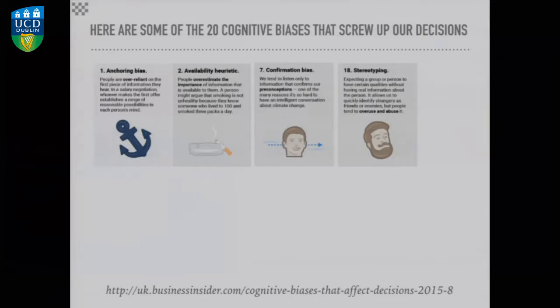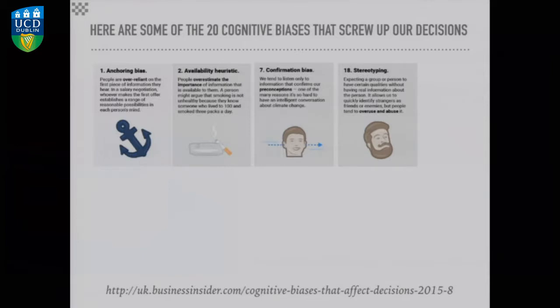So anchoring bias is when people are over-reliant on the first piece of information that they've heard. In salary negotiations, this happens. The first person who makes the offer or establishes what the salary is going to be frames for us what the possible areas of negotiation are.